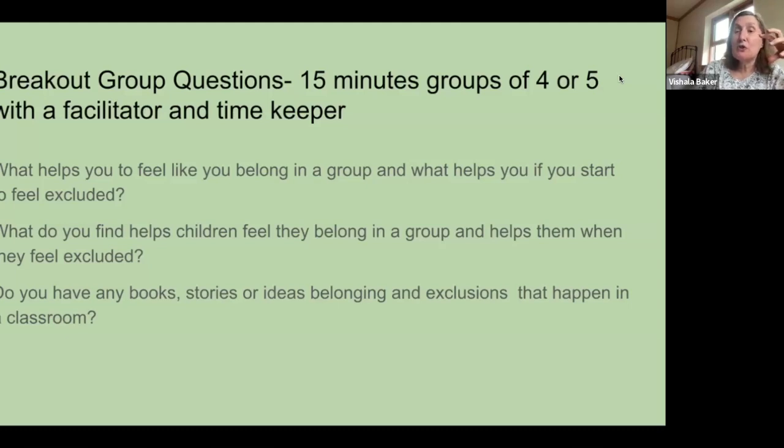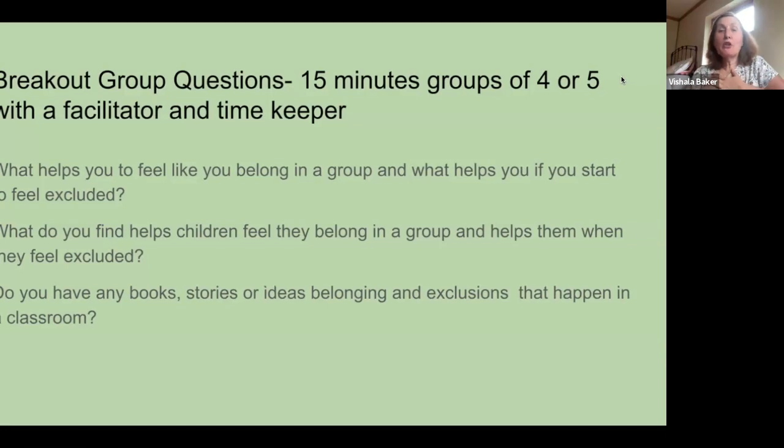I think we're just going to do the first 2. When we come back, if you have any ideas about books or stories, you can put it in the chat, and we're going to share it with everybody. But just those about you, what helps you to feel like you belong in a group, and what helps you if you feel excluded, and what you feel maybe helps for children.